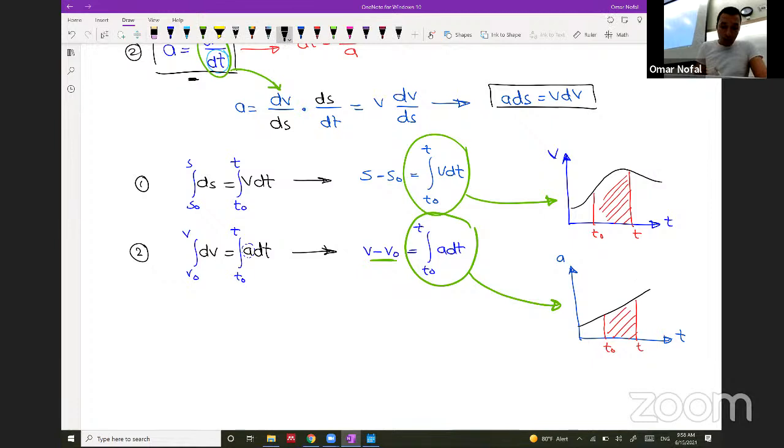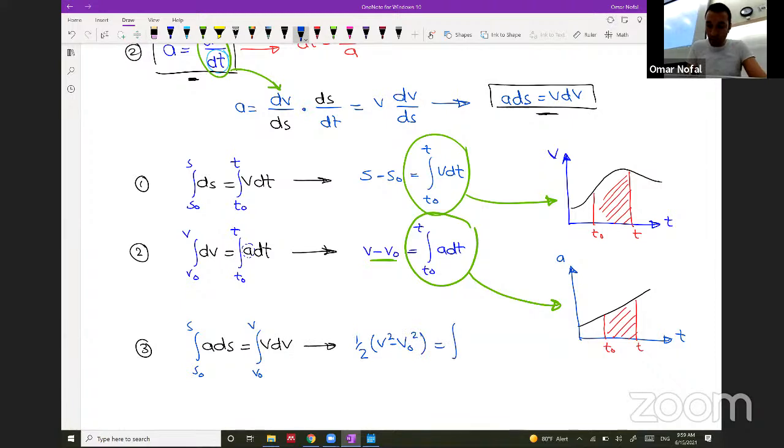Let's go to the third relationship, which is a ds, which is this one. So a ds is equal to v dv. If we integrate this from s node up to s and from v node up to v, so we can integrate v right now. It will be v square over 2. Let's get half outside, it will be v square. And if we substitute with the upper and lower bound of the integration, it will give you v square minus v node square. And this will be equal to the integration from s node to s of a ds.